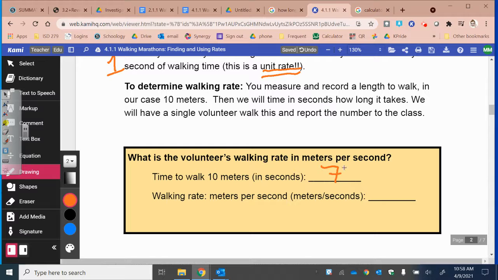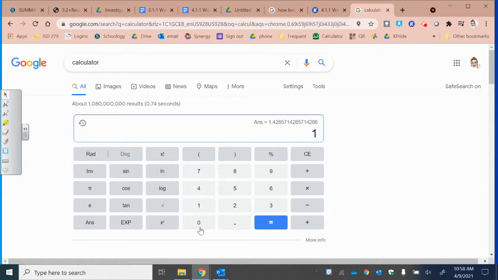So we would take our 10 meters per 7 seconds. So we would take 10 divided by 7. And in our calculator, we can put that in, 10 divided by 7, and we get this number, 1.42857, et cetera.